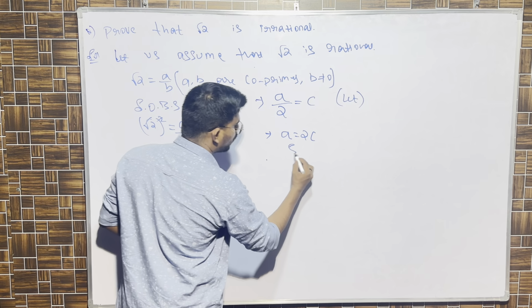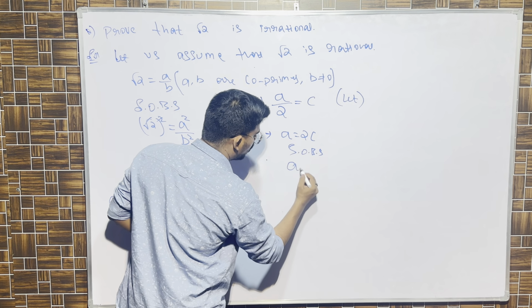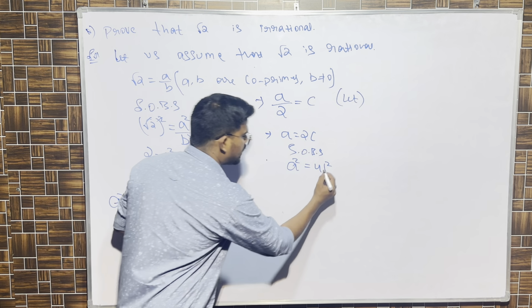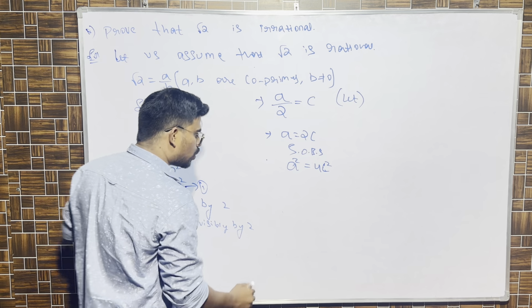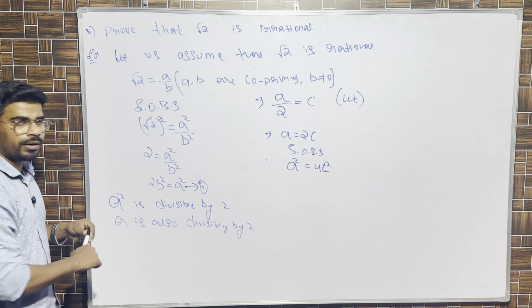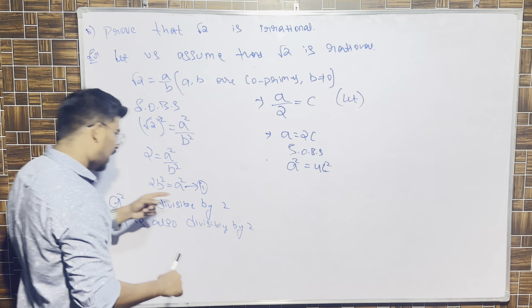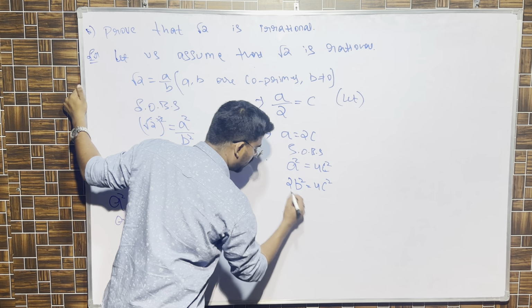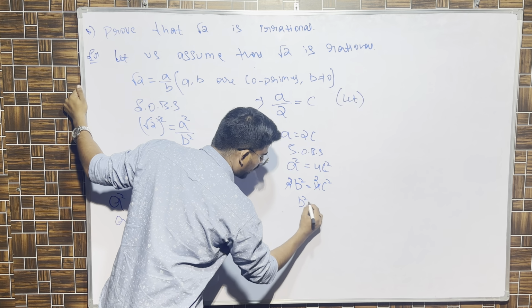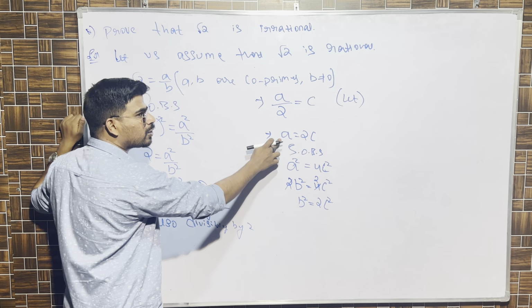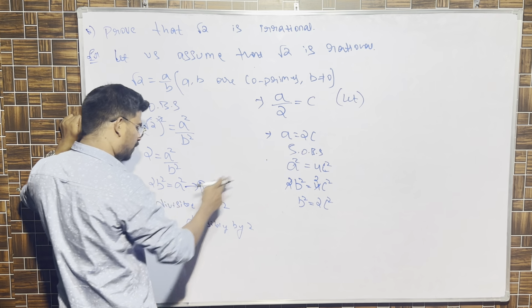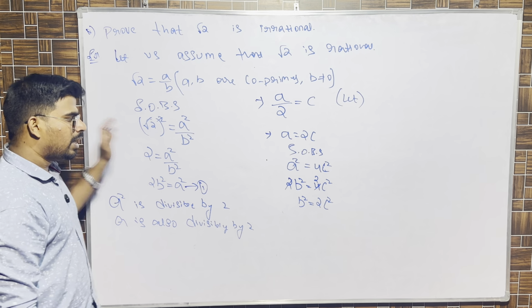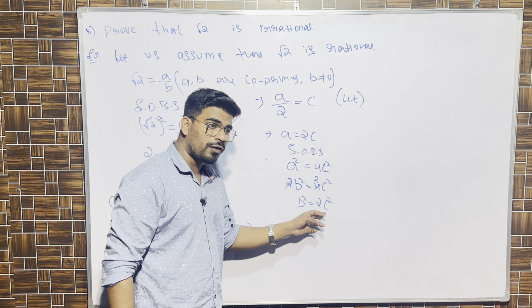So here I am doing squaring on both sides, which gives a square is equal to 4c square. 2 square is 4, c square is c square only, 4c square. Right. So now instead of this a square, I can substitute 2b square. 2b square is equal to 4c square. Cancelling, b square is equal to 2c square. Till here there was no b. We made a square, we got a square from equation 1, we substituted here and we got b into the picture.